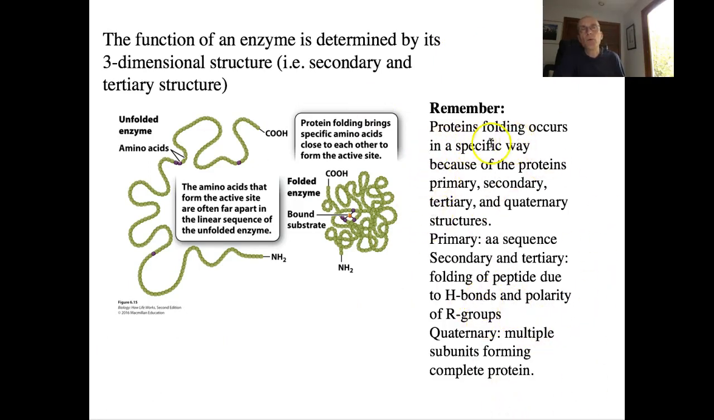Protein folding occurs in a specific way because of the protein's primary, secondary, tertiary, and quaternary structures. The primary, of course, is the amino acid sequence. The secondary and tertiary allow the folding of the peptide due to its hydrogen bonds and because of the polarity of the R groups. And then the quaternary structure is the multiple subunits forming. Not all proteins have a quaternary structure. Some don't have more than one subunit, so they wouldn't have a quaternary structure.